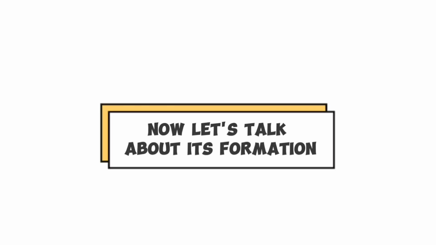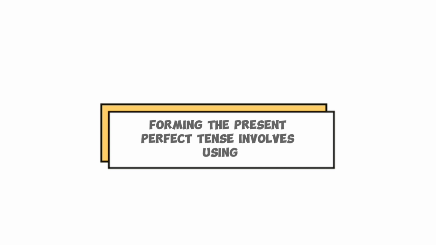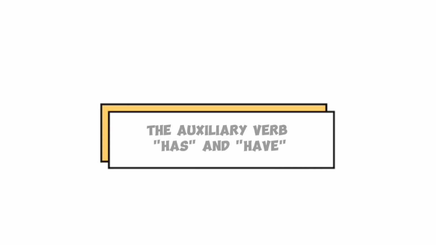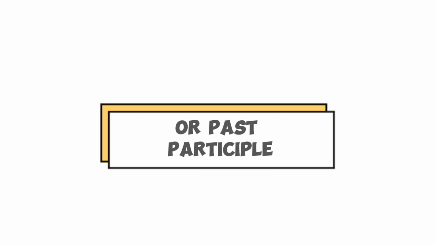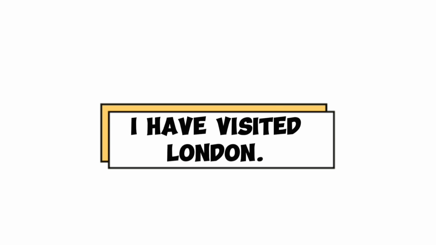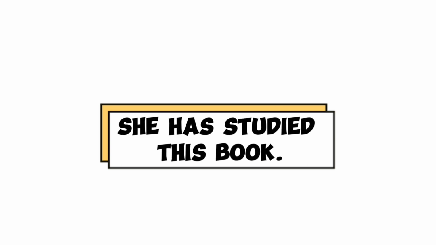Now let's talk about its formation. Forming the present perfect tense involves using the auxiliary verb has or have followed by the third form of the verb, or past participle. For example, I have visited London. She has studied this book.